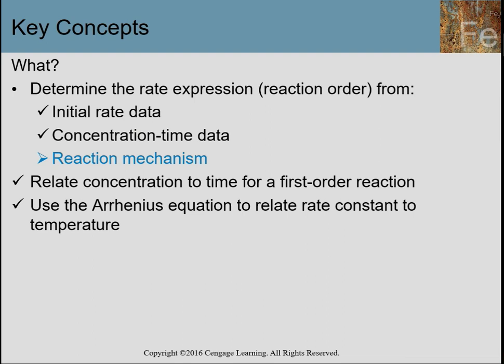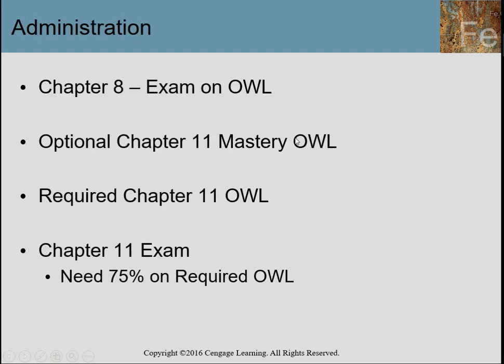In this video, we'll be covering sections 6 and 7. As far as the key concepts and objectives for this chapter, the last piece of the puzzle we're going to be dealing with in the last section is reaction mechanisms and how they can be used to determine the rate law of a chemical reaction.